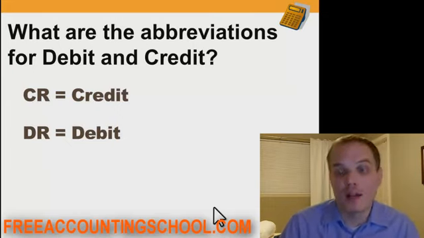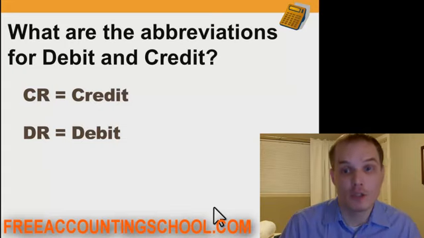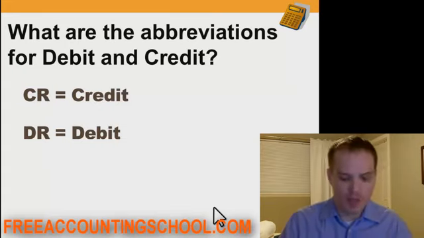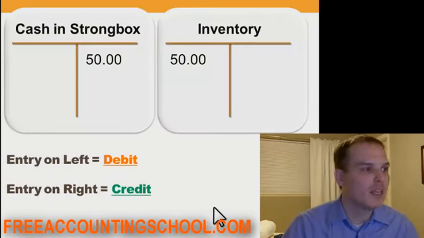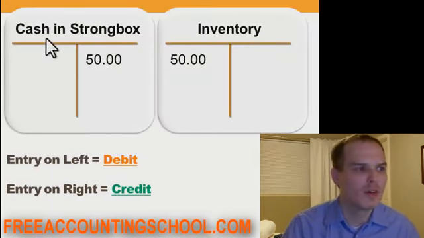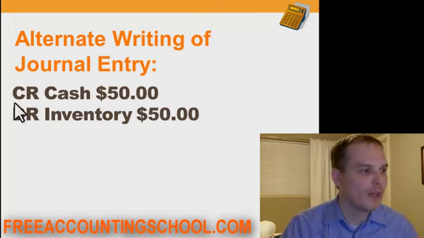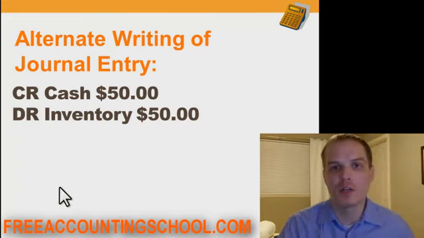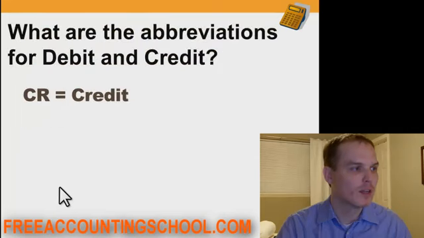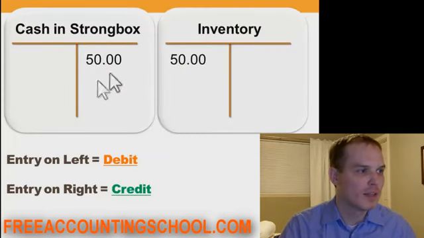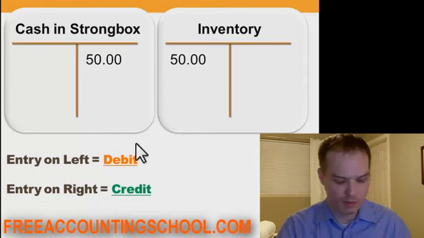Okay, so when we practice accounting, sometimes we want to write down journal entries but we don't want to go through the trouble of making these big T accounts, because they use a lot of room on the paper and take a while to draw. So sometimes we'll write it in this form, where we just say credit cash $50, debit inventory $50. That's the same thing as writing these in these T accounts.